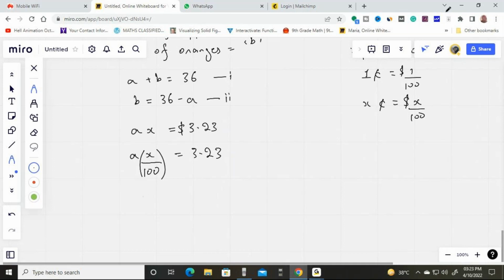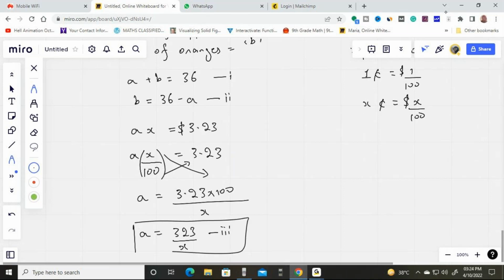So in this respect, if I make a cross multiplication, I can shift this 100 here and I can shift this x to the denominator. So a is equal to 323 by x, because 3.23 multiplied by 100 gives you 323, right? I can name it equation number 3 just for my convenience. There's no such restriction, you should also name it. And then we go to the price of the oranges.